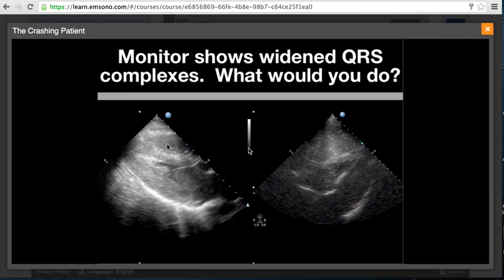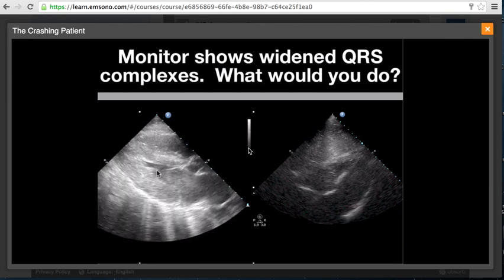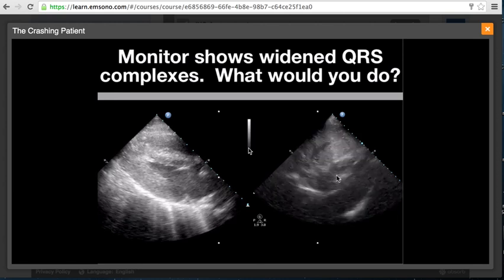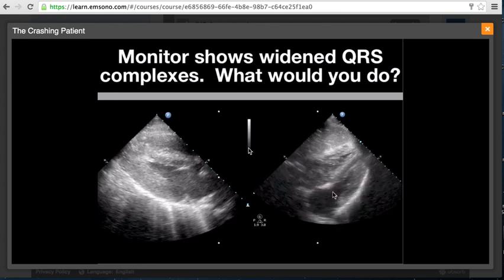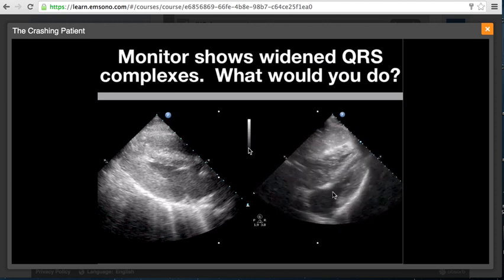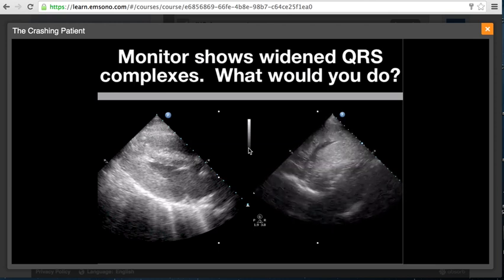Here's a parasternal long axis, so you get the right ventricle, left atrium, left ventricle, aortic outflow tract, and here's a subcostal window right here. Does this patient have any organized cardiac activity? And the answer is no. This patient was in asystole, so based on these echo findings, we pronounced the patient at that time.